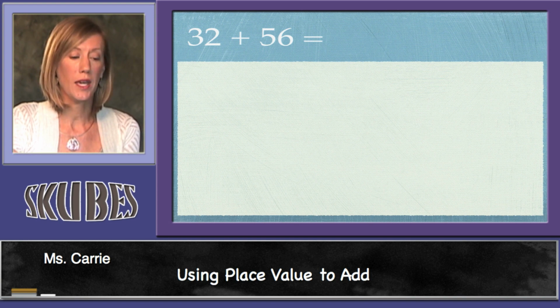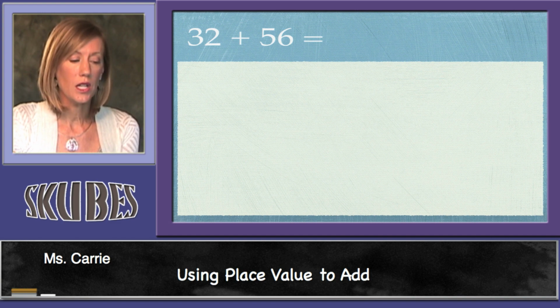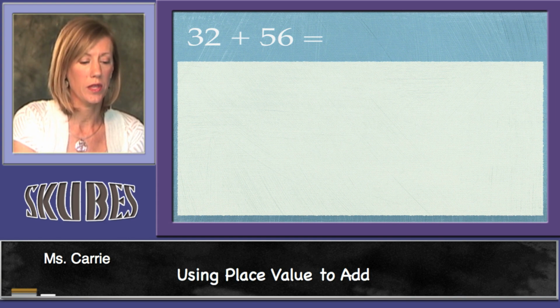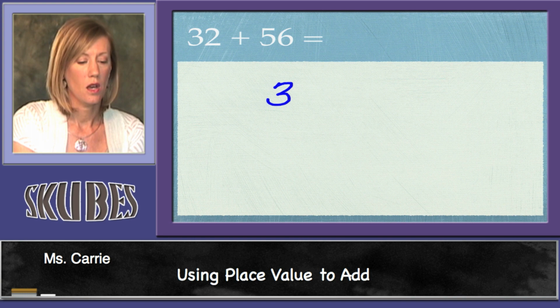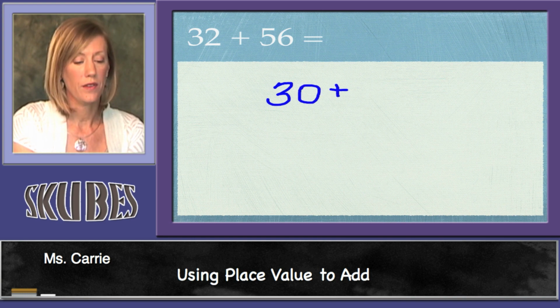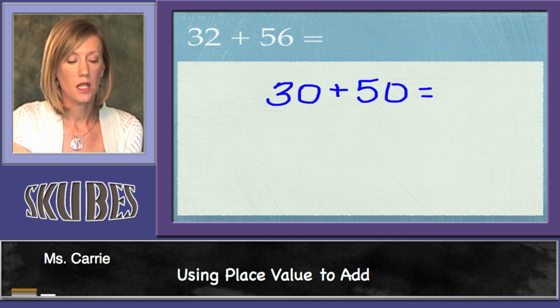Remember I said we're going to break it apart by its place value. So when we look at 32, let's look at the tens place. What does 32 represent in tens? Well, that would be 30. When we look at 56, it would be 50, if we see how many tens. So 30 plus 50 is 80.